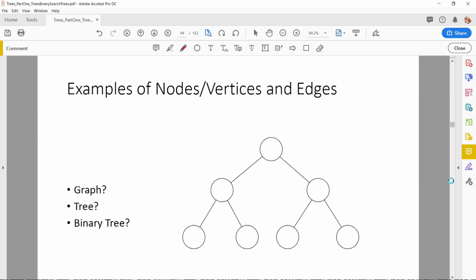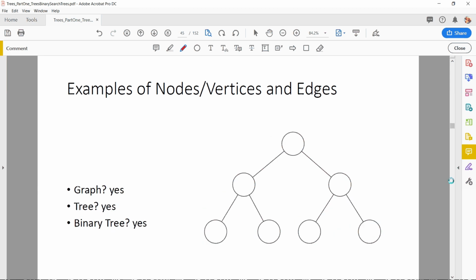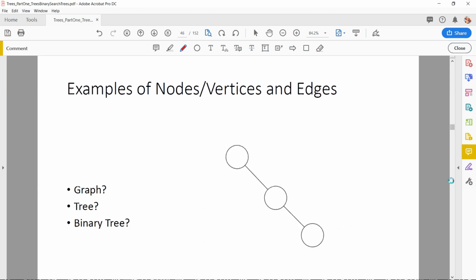This is sort of a classic example that you'll see of a binary tree. This is a graph, this is a tree, and this is a binary tree: 2 children, 2 children, 2 children, 0, 0, 0, 0 children. And this one doesn't look like your typical tree, but it is a tree, right? It's a graph, it is a tree, there's no cycles, and it's a binary tree. This node has 1 child, this node has 1 child, and this node has 0 children. So every node has 0, 1, or 2 children, meaning that this is a binary tree.